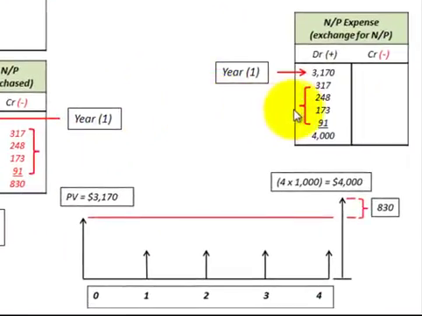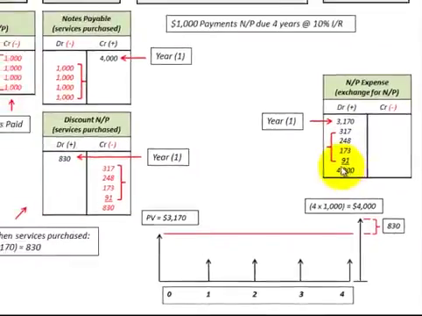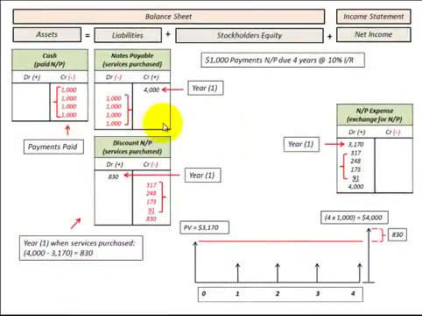Now the balancing entries here would be to our notes payable expense, and those we started out here in year 1 where we recorded the $3,170. That would be the present value of these notes payable, and then each year we had that interest expense on the notes payable here. And when you add the $3,170 plus the interest expense, you've got $4,000 here of notes payable expense. Now that balances here with our notes payable.